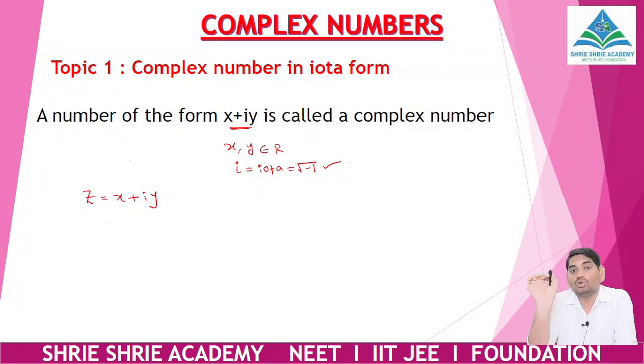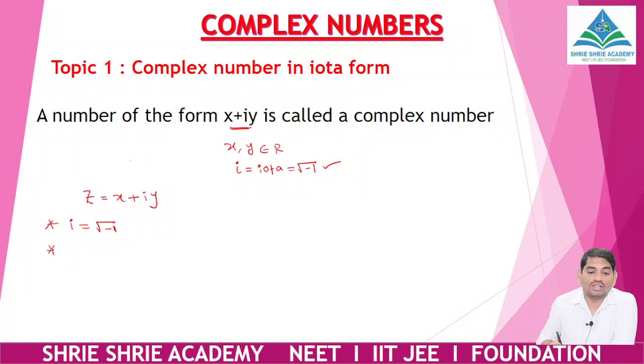x and y belong to real numbers, and i is the iota, and its value is root over minus 1. So what is a complex number? A number of the form x plus iy is called a complex number. Hope the definition of complex number is very clear. Then let me explain more clearly about the iota. So what is the i here? i is equal to root over minus 1.